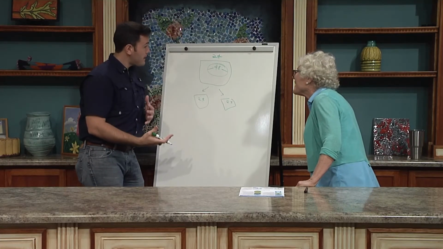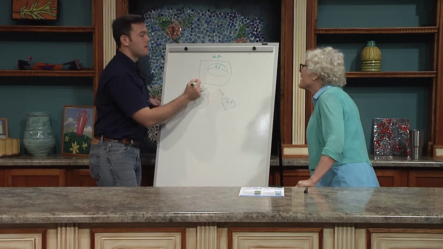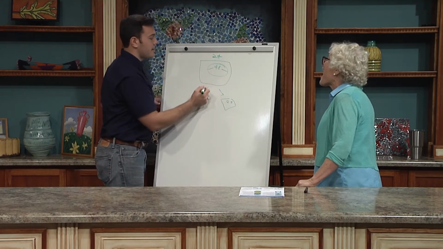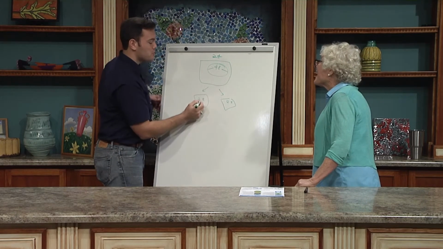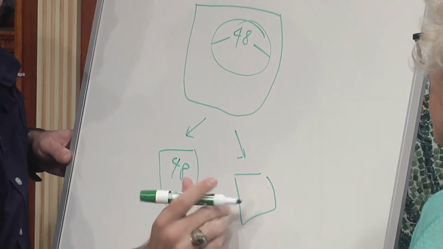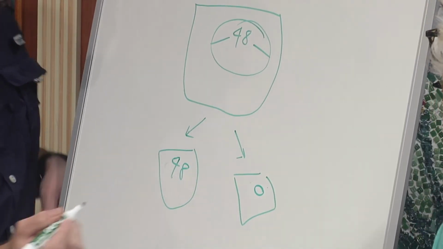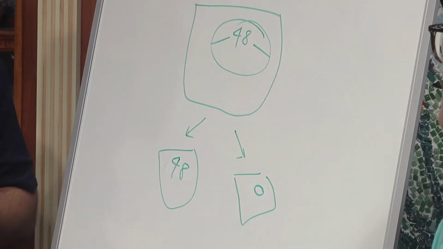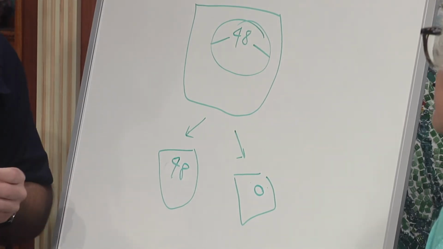Sometimes things can go wrong naturally, or you can induce them. The 48 don't split evenly. So when that happens, you get one daughter cell that has 48 and one that has none. Whoa. And that's chromosome doubling. You are doubling the amount of chromosomes in a daughter cell of a plant.